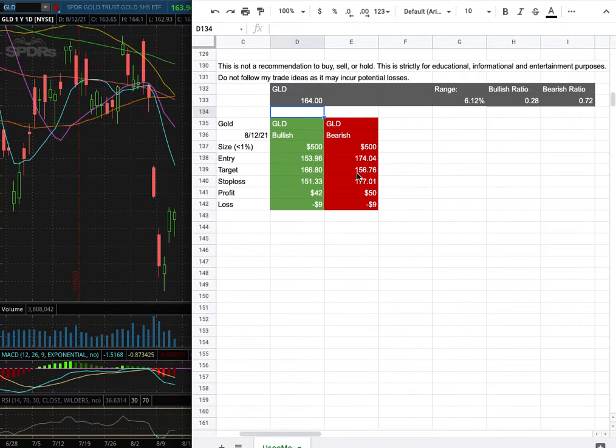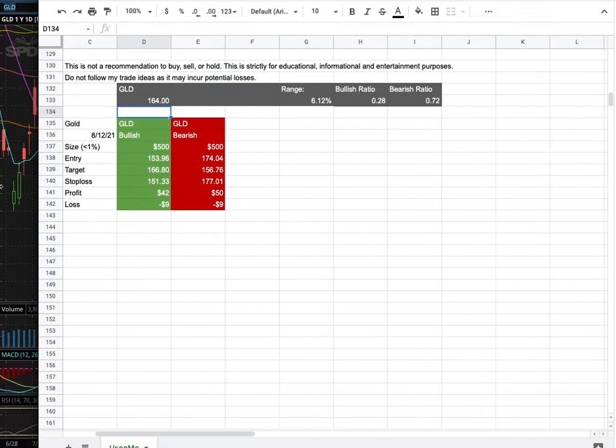My sell target is at $156.76, and my stop loss is at $177.01. So whichever entry price were to hit first, that will be my position of the week.